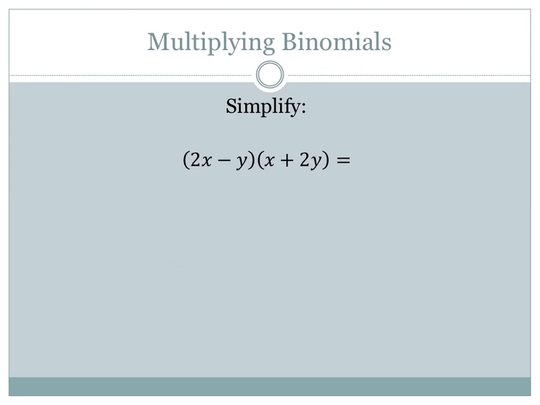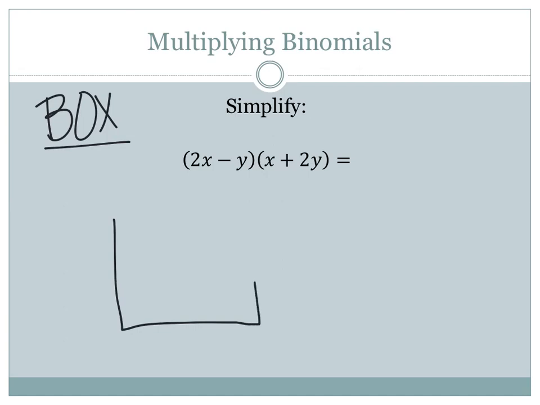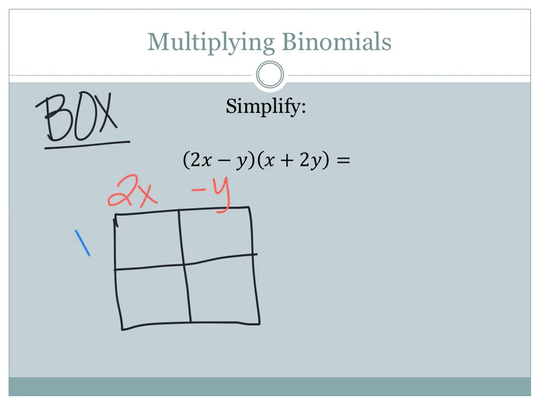Oh, this looks like fun. Let's box it. So I know it's going to be a 2 by 2. First one goes on top, 2x minus y. Second one, x plus 2y.